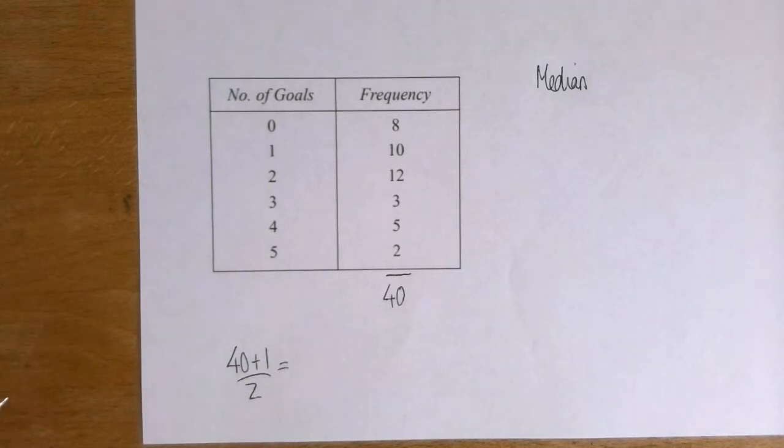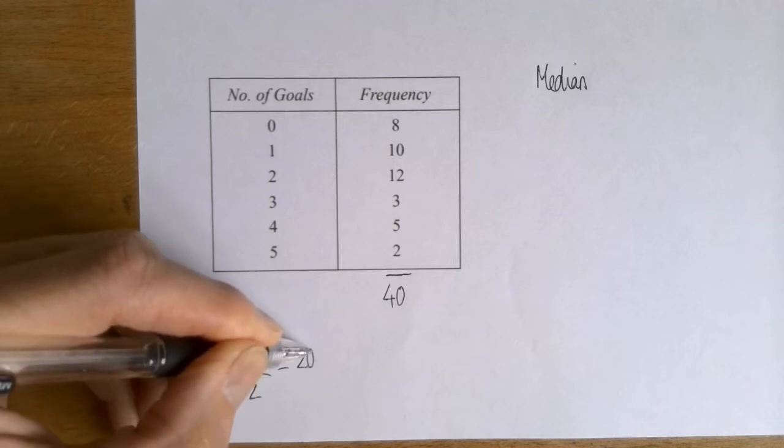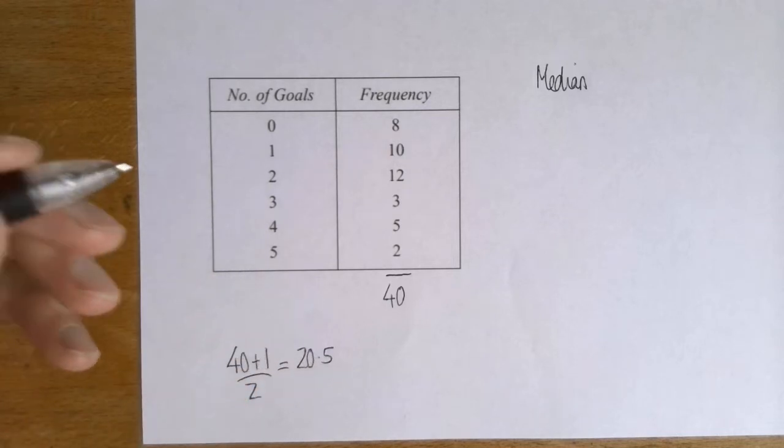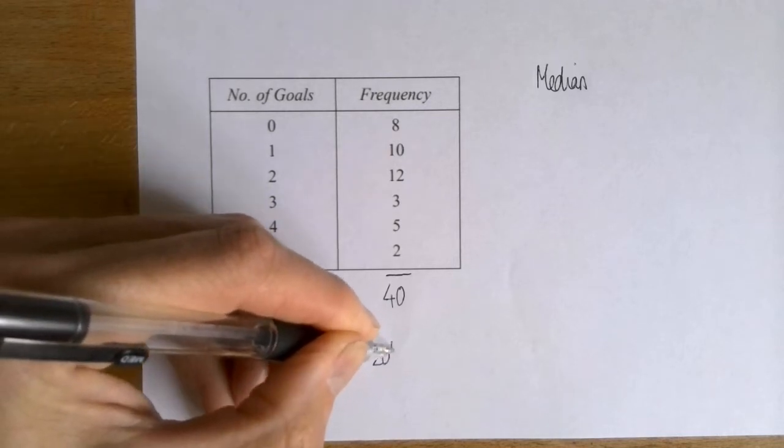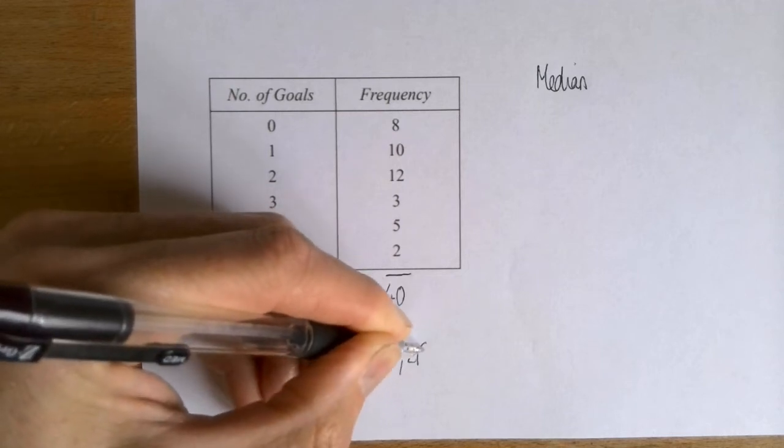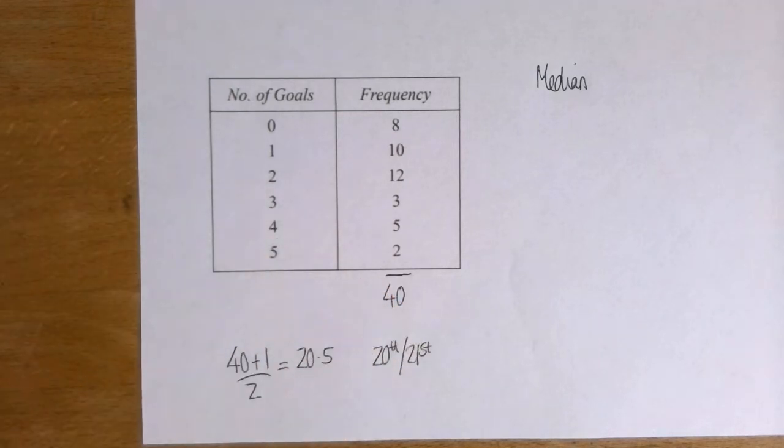So that's 41 divided by 2, which is 20.5. So what that actually means is I'm looking between the 20th and the 21st game if I line the games up in order. So how do I find the 20th and the 21st game from my frequency distribution?